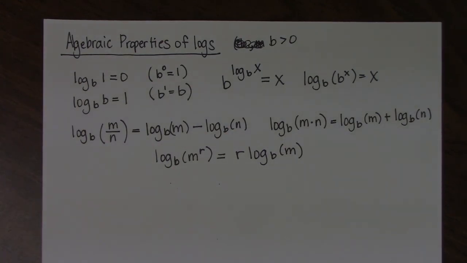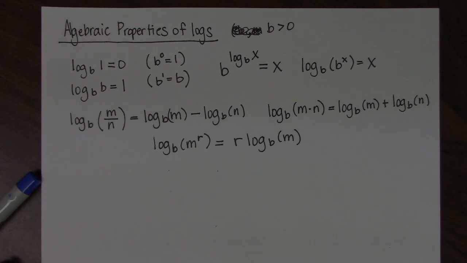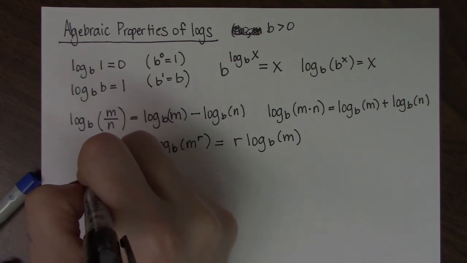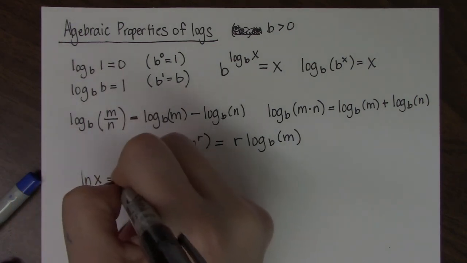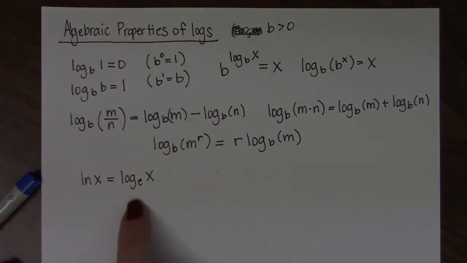So these rules hold for any base, okay? But if you ever look on a calculator, you'll notice that you have a log button and a natural log button, right? So natural log, we covered, is log base e. So you're expected to know that. So if you wanted to raise this over its own base, you would raise it over e.